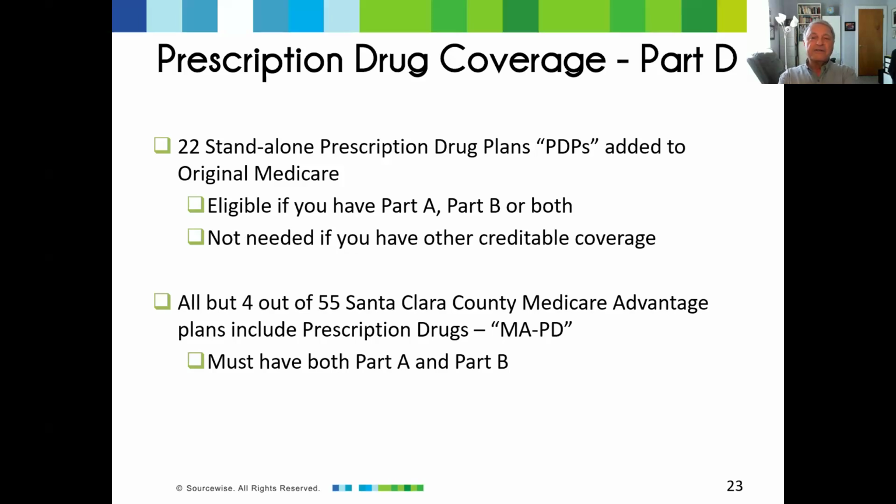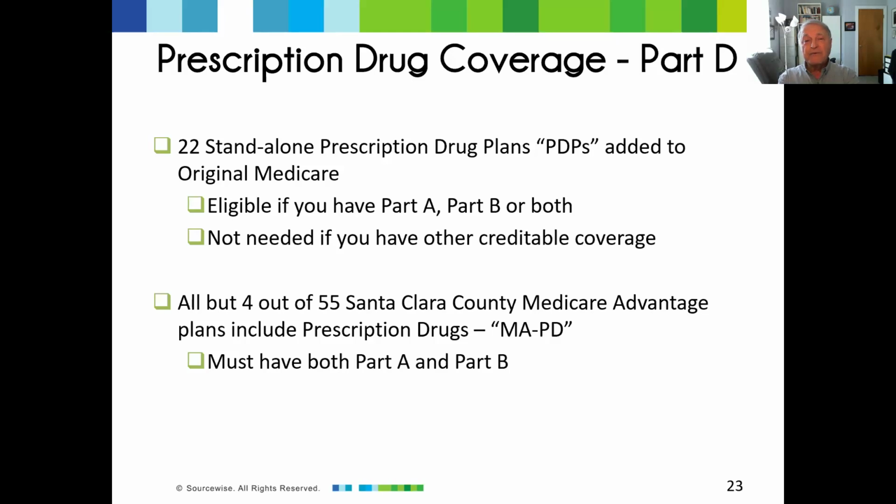So let's go on to prescription drug coverage. When Medicare was originally created, there was no prescription drug coverage. People had to cover all those costs out of pocket. It got really expensive. So about 25 years ago now, they added a Part D for drugs. And you can buy separate prescription drug plans. Here in Santa Clara County, there are 22 different plans available. Again, they're government regulated under contracts with Medicare. And you can get one as long as you have Part A or Part B or both.